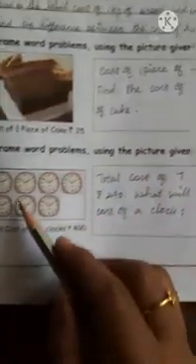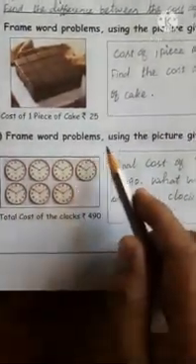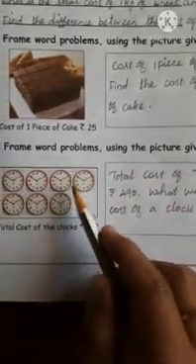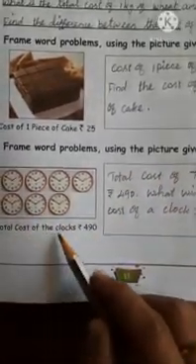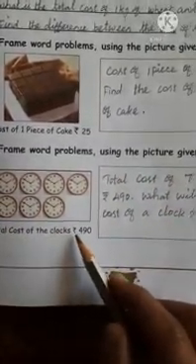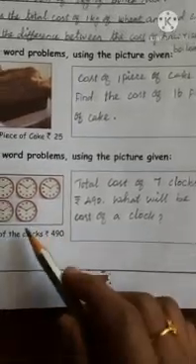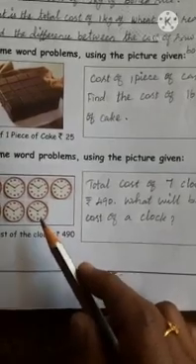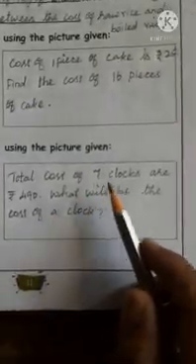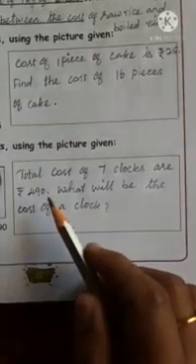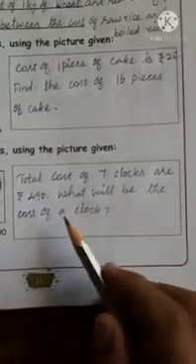Next sum. Frame the word problems using the given picture. Here 7 clocks are here. Total cost of the clocks is rupees 490. So we have to find out the cost of 1 clock. So total cost of 7 clocks is rupees 490. What will be the cost of a clock?